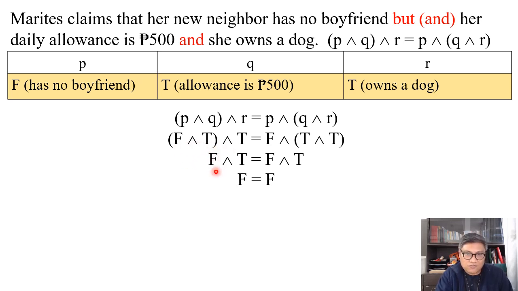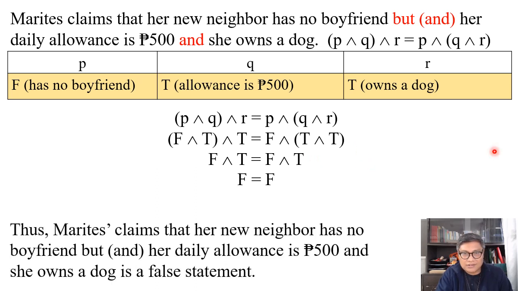Otherwise, it's a false statement. So false and true is false. Then I'm going to copy and true here. Now on the right side, I have to simplify first this one. So true and true is true. Then I have false and true. Then, of course, false and true is false. Then false and true is also false. So this claim of Marites, if we evaluate this using now the truth table, then this is a false claim or a false statement. Therefore, her claim that her new neighbor has no boyfriend but her daily allowance is 500 and she owns a dog is a false statement.